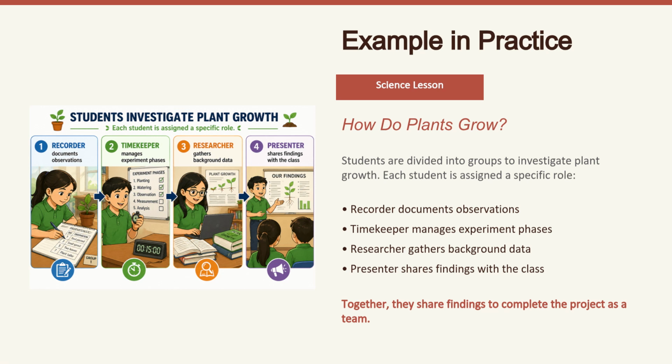Imagine a science lesson on plant growth. You divide students into groups of 4 and assign roles. The researcher looks up what plants need to grow: sunlight, water, soil nutrients. The recorder documents the group's observations as they set up a simple experiment with different watering amounts. The timekeeper makes sure each phase of the experiment stays on schedule: planting day, first check-in, final measurement. And the presenter prepares a short summary to share results with the class.